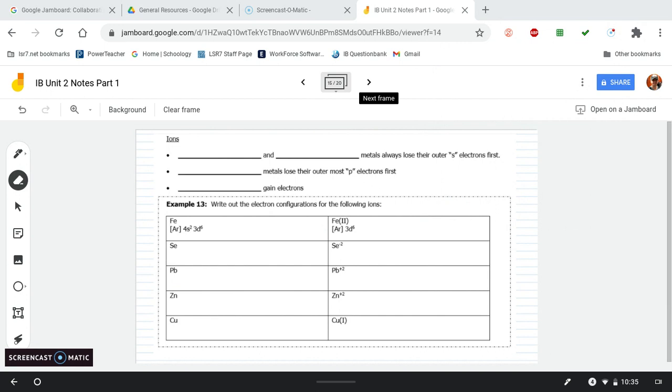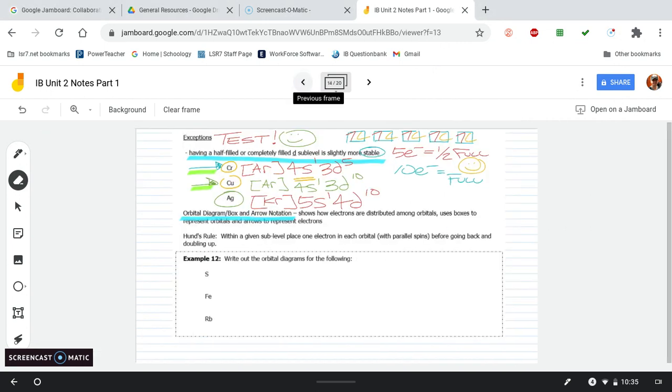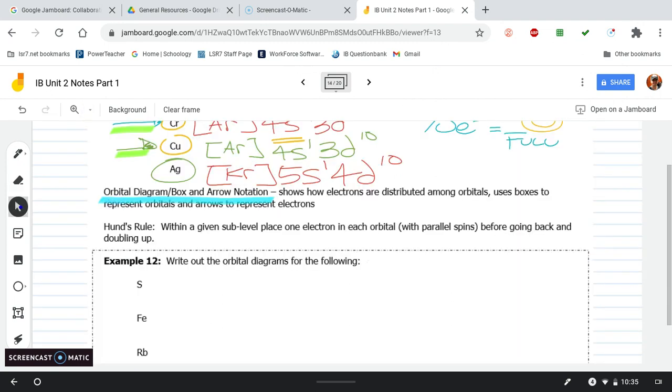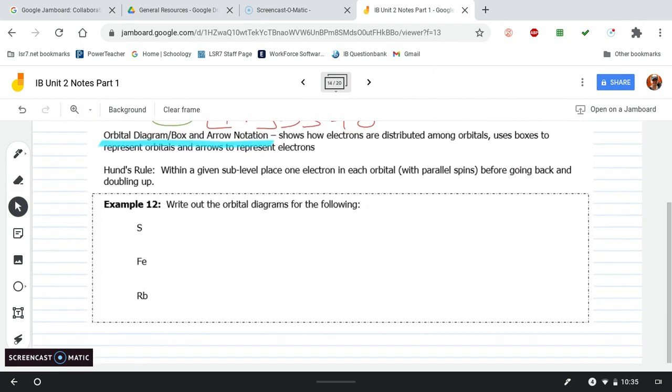Okay. So I kind of cleaned everything up. You guys should have filled out all of this with the stuff we just covered. So for whatever reason you didn't write it down, you want to get it down. So we did the orbital diagram. So we completed the sulfur, the iron, and the rubidium.